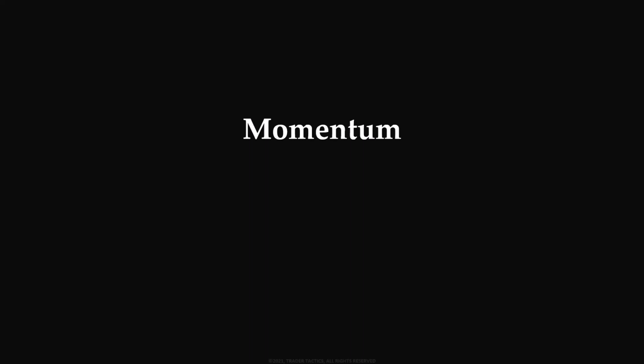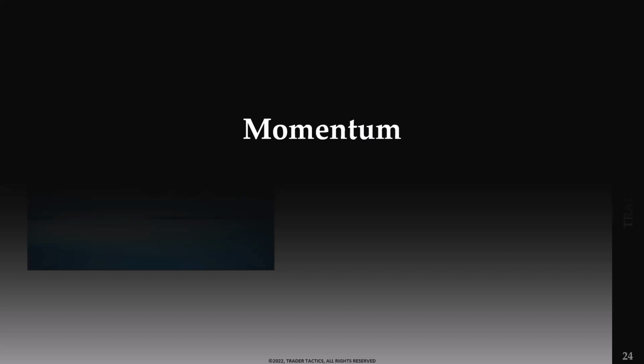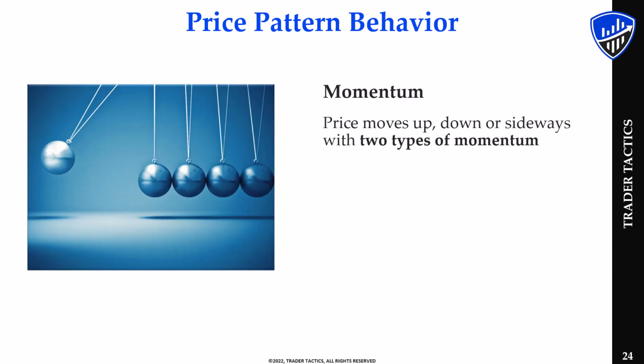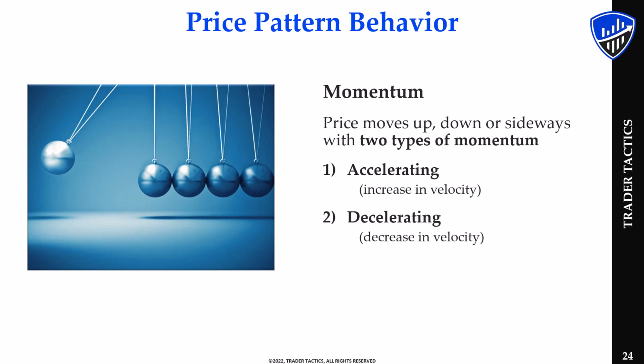Next up is momentum, another important concept when it comes to price pattern behavior. So momentum is really when price moves up, down, or sideways, with two types of momentum. The first type is accelerating momentum, and the next is decelerating momentum. Accelerating momentum is an increase in velocity, and decelerating momentum is a decrease in velocity.